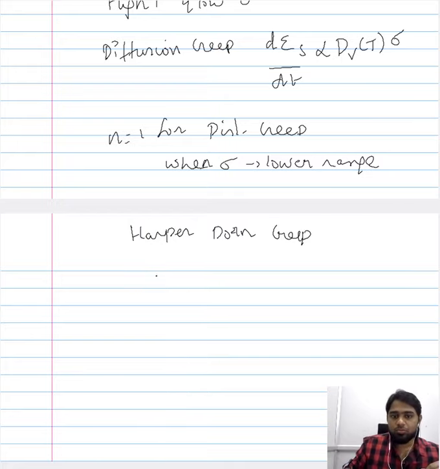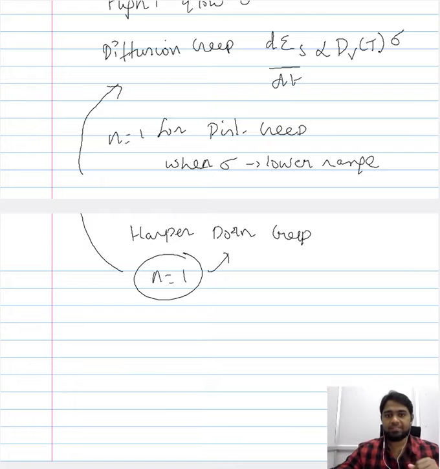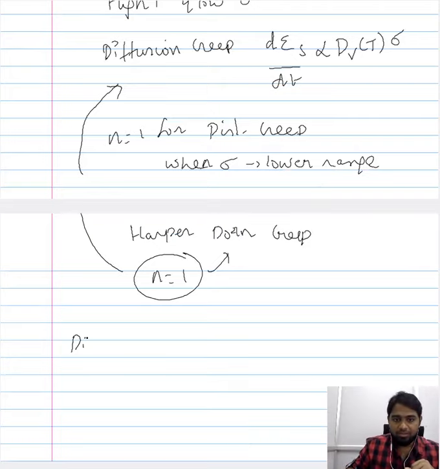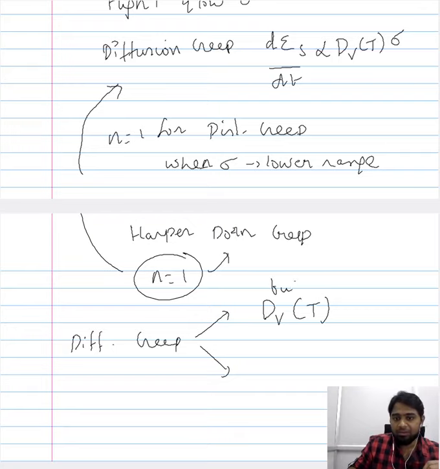Now even though n is equal to 1 for Harper-Dorn creep, and this looks similar to diffusion creep, numerically at least, meaning we are relating the creep rate to the stress directly, one critical difference is that the diffusion creep comprises largely of two components, wherein the influence of temperature through the diffusivity is operational either under the bulk diffusion or under the grain boundary diffusion.